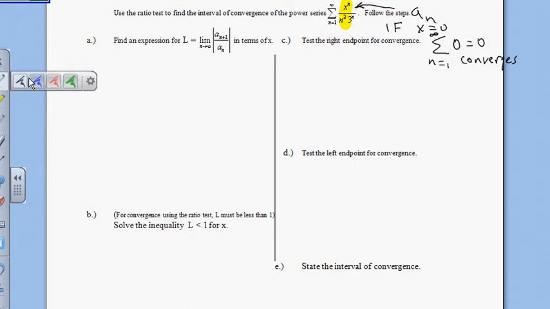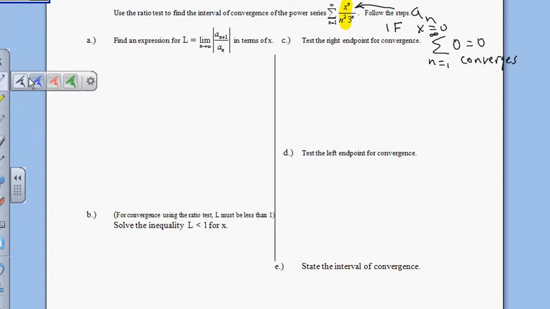So we begin by first finding an expression for L, which is defined to be the limit of the absolute value of a sub n plus 1 over a sub n. Find an expression for L in terms of x. This is the beginning of the ratio test as we saw in the last example.